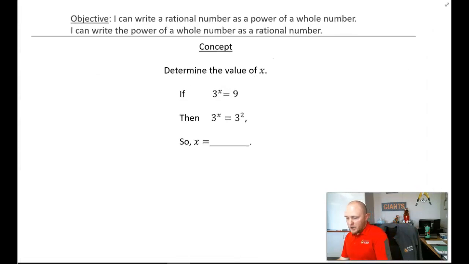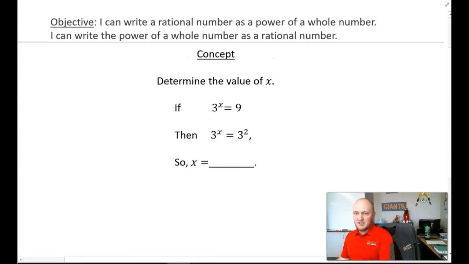Okay, so where we're going with this lesson, our objective is to write rational numbers as a power of a whole number, and then also write the power of a whole number as a rational number. We really want to be able to break numbers down into exponents and then use them to solve equations.